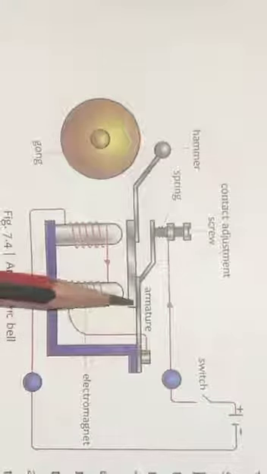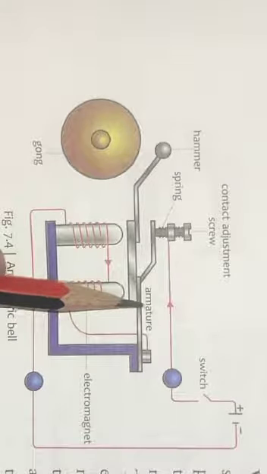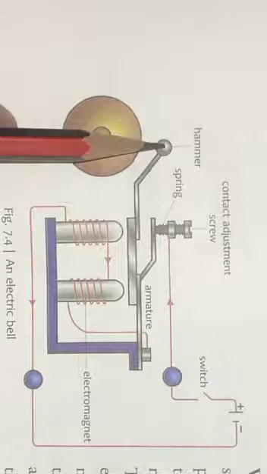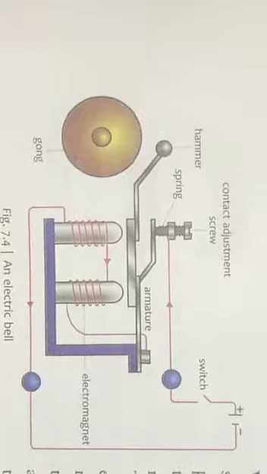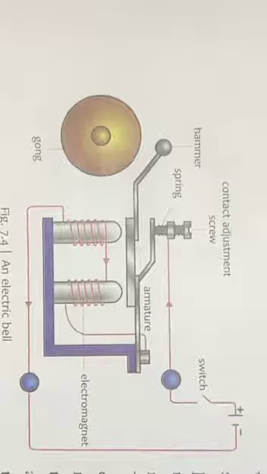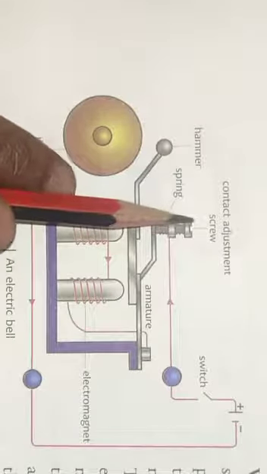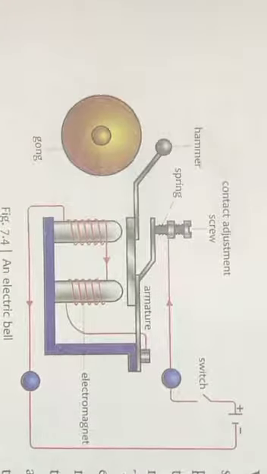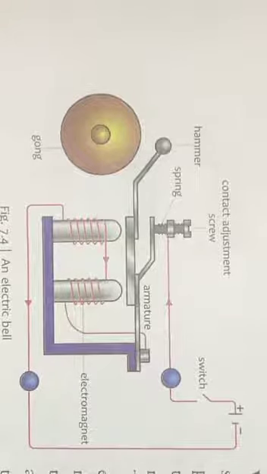The armature is nothing but an iron strip that faces this electromagnet. This hammer, which is made of steel, is attached to the armature. There is a contact adjustment screw, which consists of a brass screw with a tip made up of silver, attached to this contact spring. Let us understand its working.